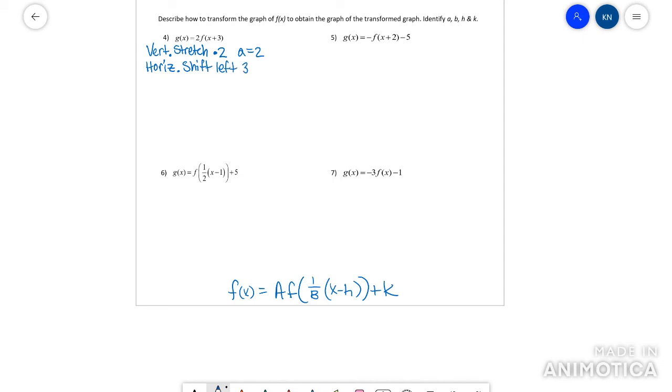And when you identify A, B, H, and K, it's in your H slot. So basically just change the sign and write what that is. So H would equal, change the sign from a +3 to a -3.